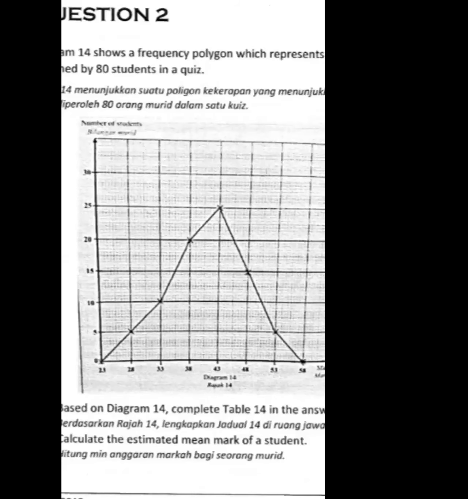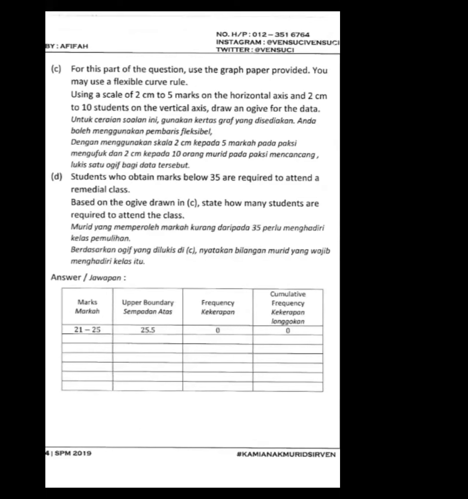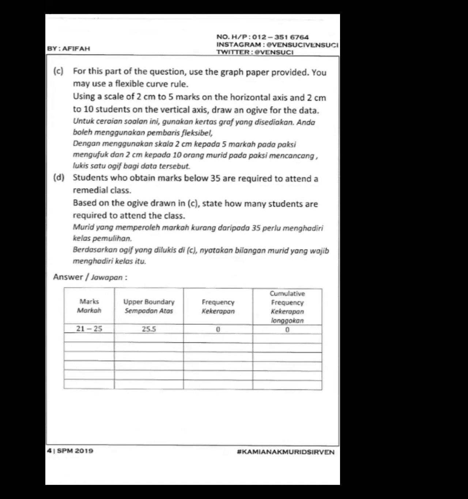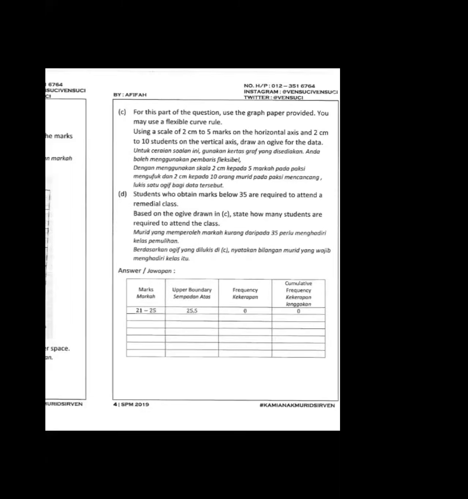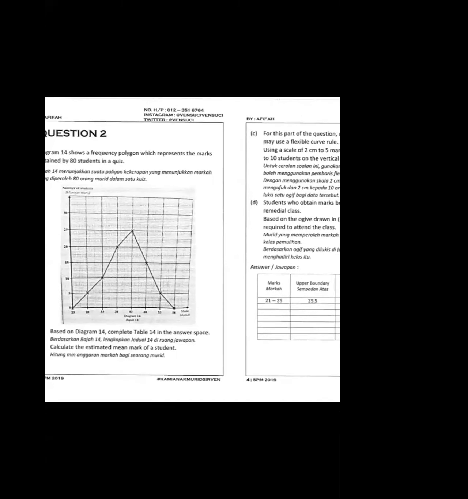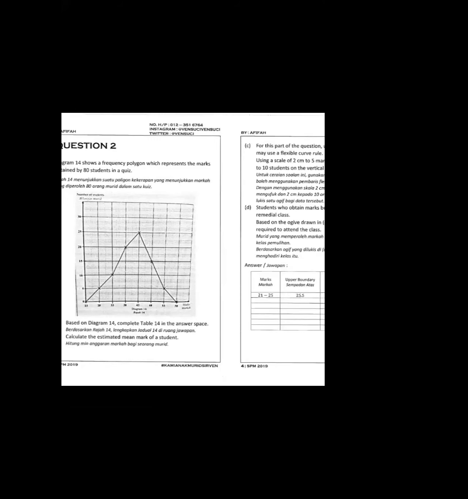Yeah, and then you just plot the number of students there, and then you can find the number of students whose marks are below 35. Yeah, just like that. And I already explained question 1 and question 2, so now it's Jingxian's turn. Okay, Jingxian.